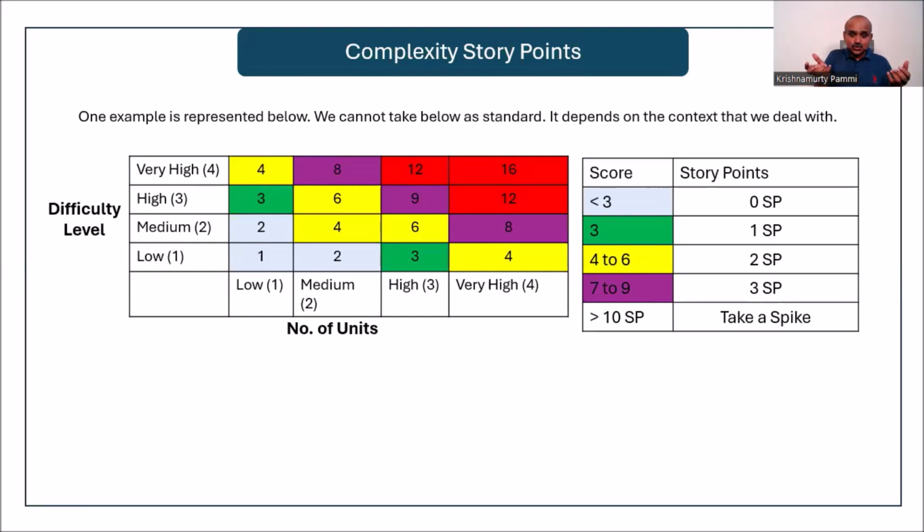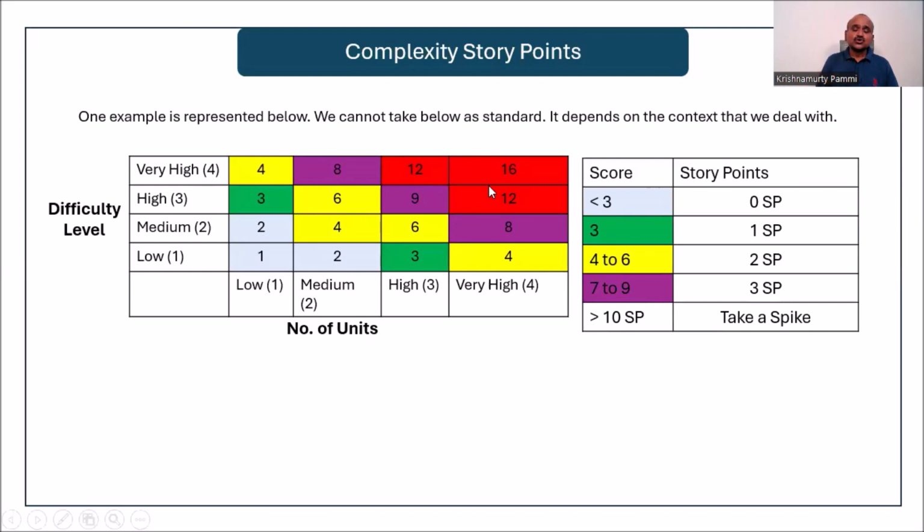If the score, the product that you see here in this particular quadrant, is equal to 3 story points, you may claim 1 story point. If the product comes to 4 to 6, then you can say 2 story points. If it is 7 to 9, 3 story points. If it's greater than 10, then this is the red zone.